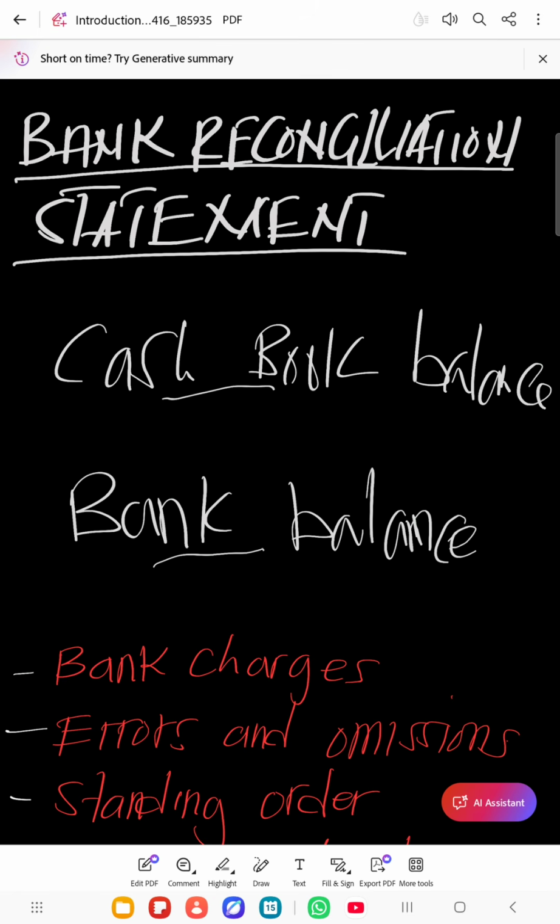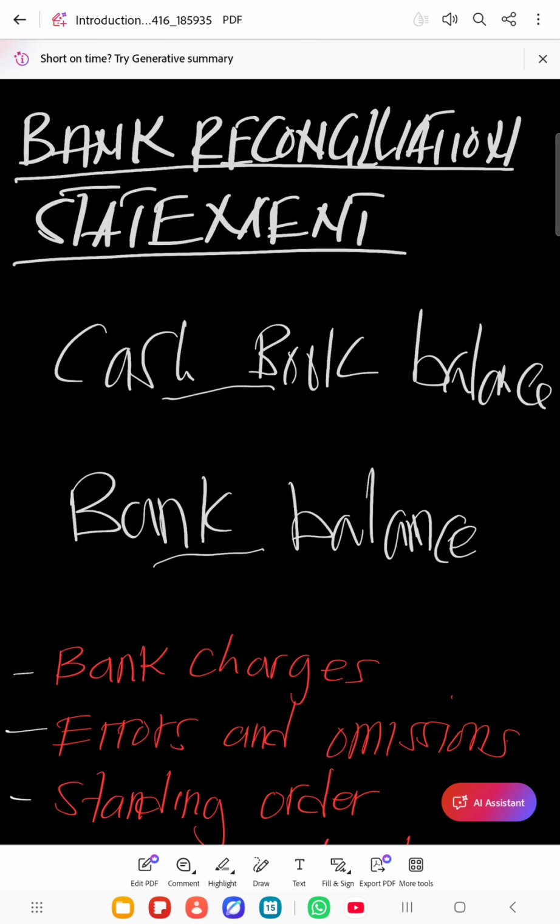So how we are going to move here, I'll first define what a bank reconciliation statement is, and then I will also show you the format for bank reconciliation. And then the last thing is that I'm also going to explain the terms that we use under bank reconciliation statement to help you guys understand as you are going to be solving your questions.